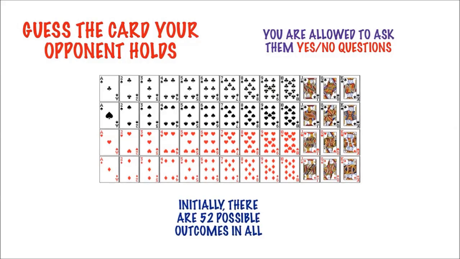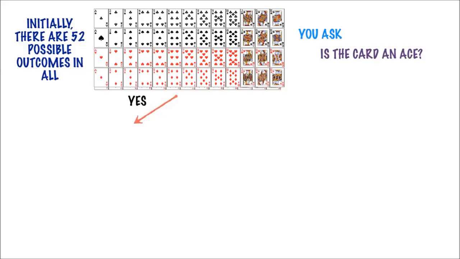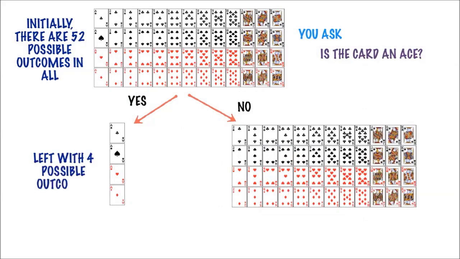Now, initially, there are 52 possible outcomes for your guess. How many cards are there? So, let's say you ask the question, is the card an ace? What will happen is that if the person answers yes, you'll be left with a certain number of cards to guess from. And if the person answers no, then you will be left with another set of cards from which to guess from. So, in one case, you're left with 4 possible outcomes. In the other, you're left with 48 possible outcomes.